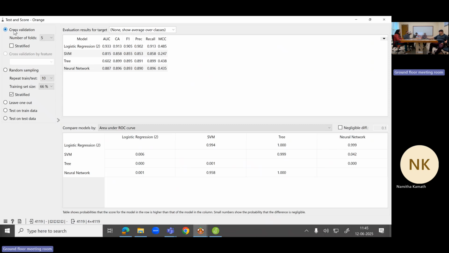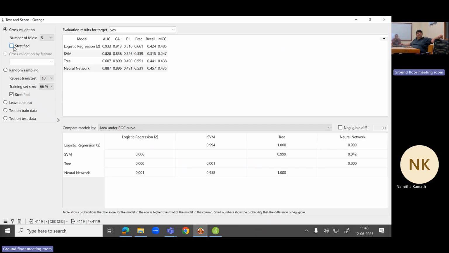Here you see, automatically, I think we did this procedure in linear regression. See, cross validation, number of folds. And for the evaluation results for target, you can choose yes.